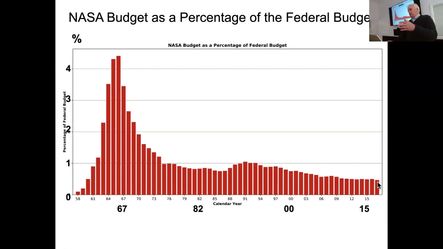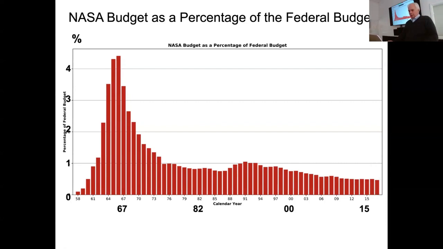NASA does a lot of things besides rockets. It does aeronautical research and so on, which helps the industry and so forth. The National Science Foundation budget is about 40% of this.